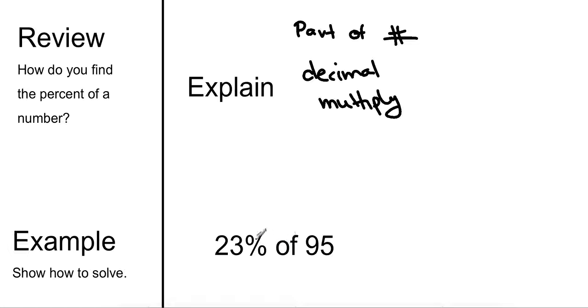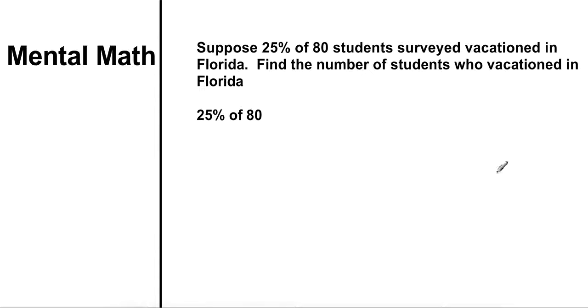So let's take a look at this. Turning this to a decimal, we would back it up. So you have 0.23, 23 hundredths of a whole thing, 95. So we want to find a small piece of the 95. So 0.23 times 95 gives me 21.85. Some of this you can do in your head, which is kind of cool, especially when you're trying to find tips for a waitress or a waiter.